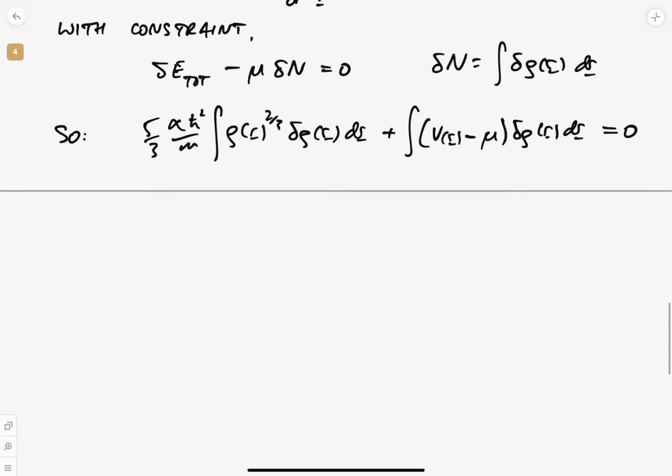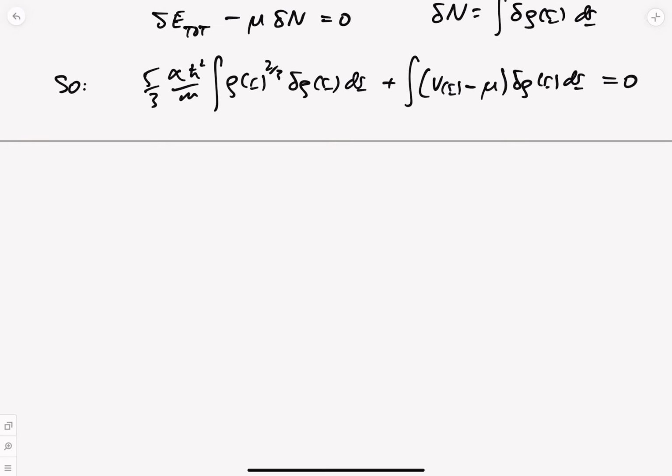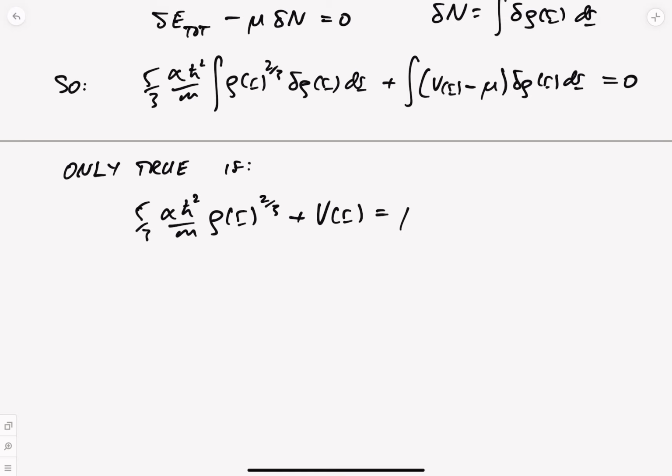Now, if we consider all possible variations, delta rho of r, the only way that that condition can be true for all possible variations is with the following. So we can say it's only true if 5/3 alpha h bar squared over m rho of r to the 2/3 plus v of r is equal to mu. We've done that simply by factoring out the terms that multiply delta rho and then rearranging.